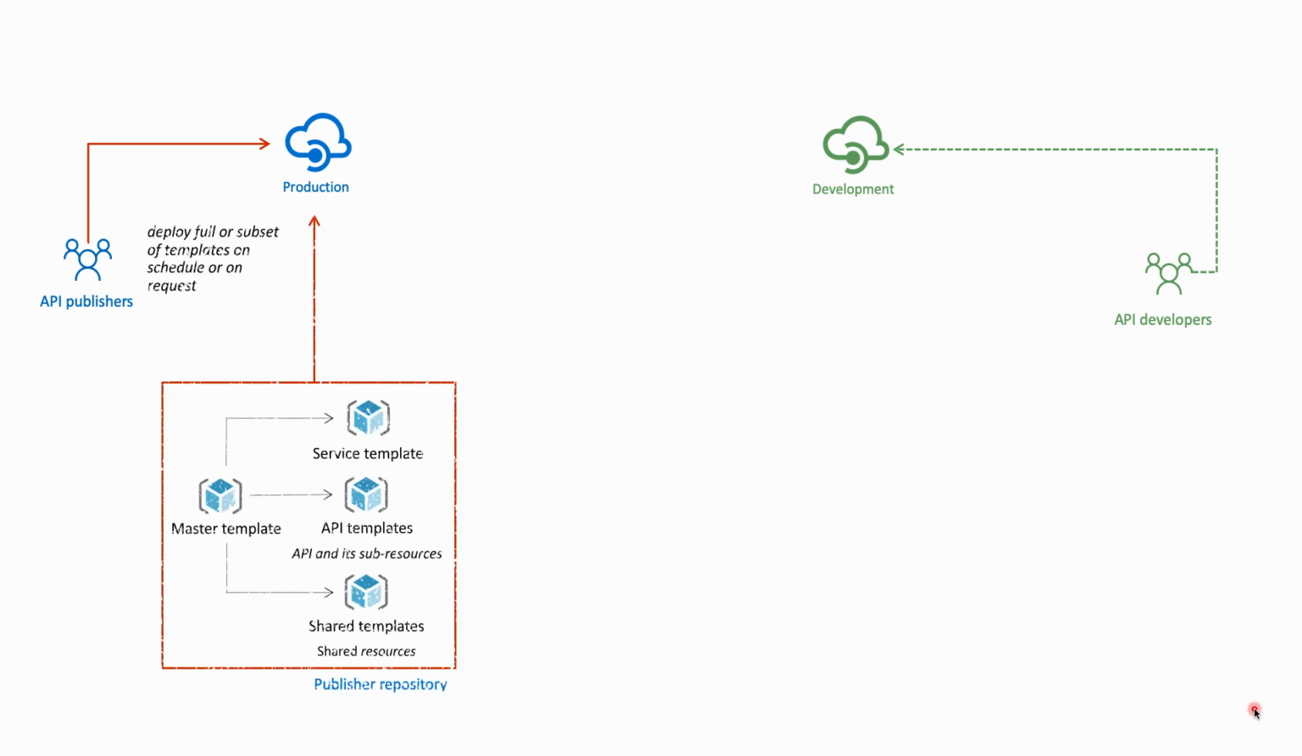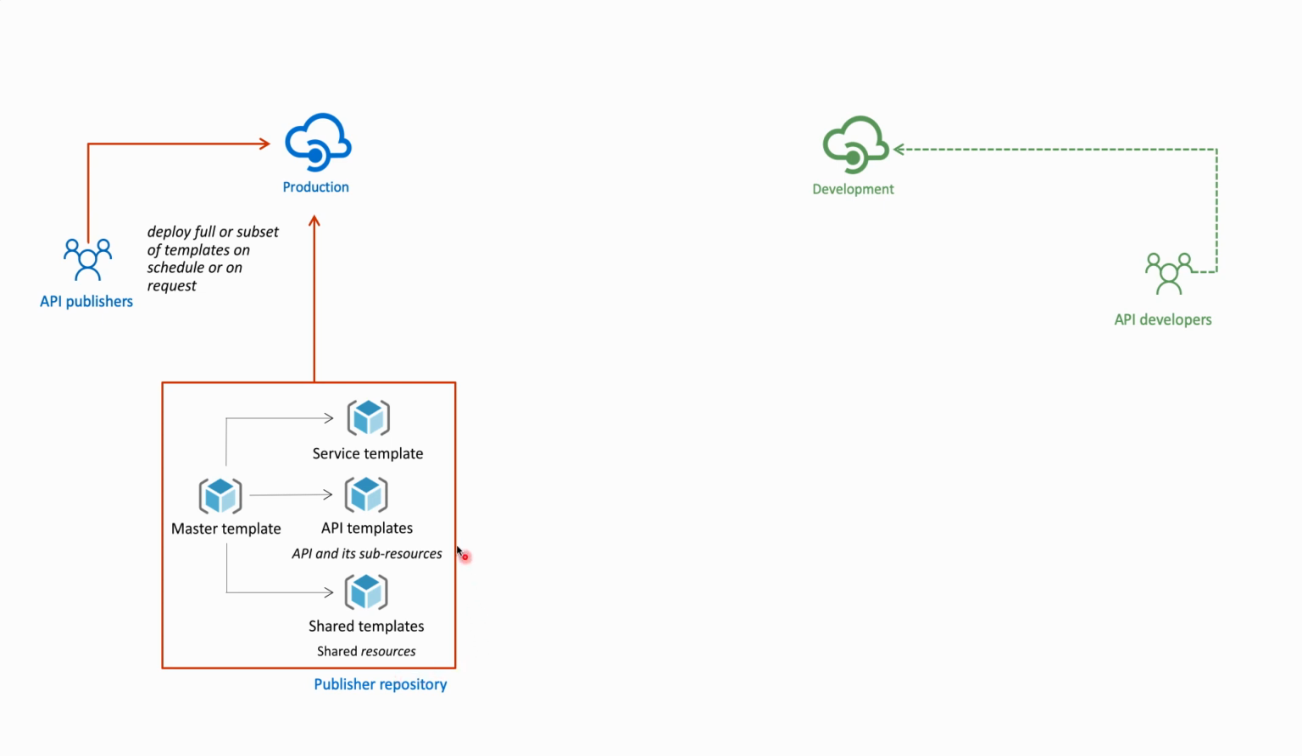Cool. So the key in this approach is to keep all your configurations in ARM templates. And also, you need to keep your templates in a source control system. So in my example here, I'm going to use Git, but you can use any source control system that you prefer. So if you look here, for my production API management instance, I have a Git repository called the publisher repository, which contains the configurations of this API management instance in ARM templates.